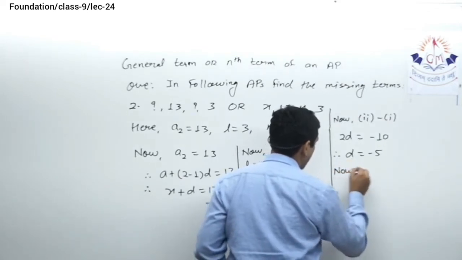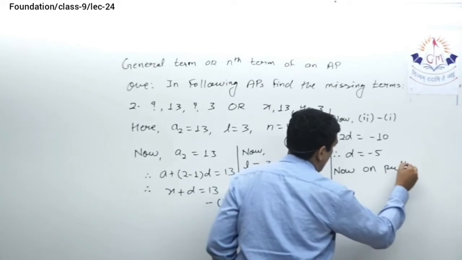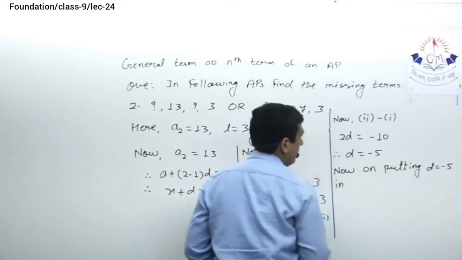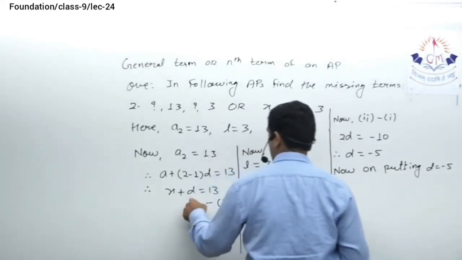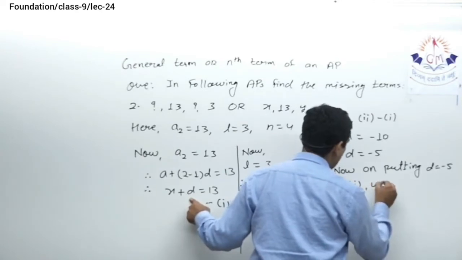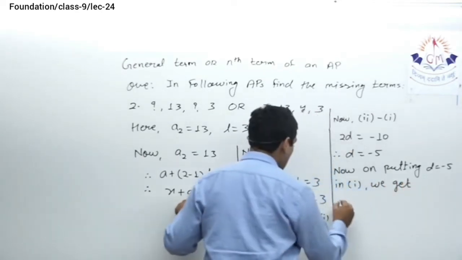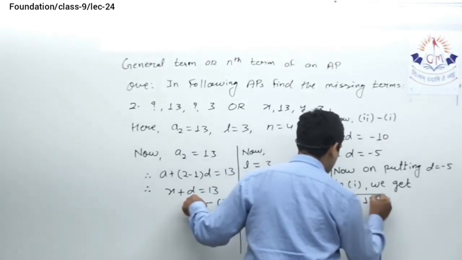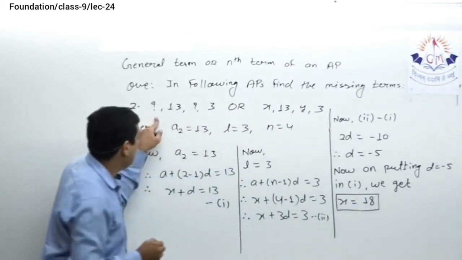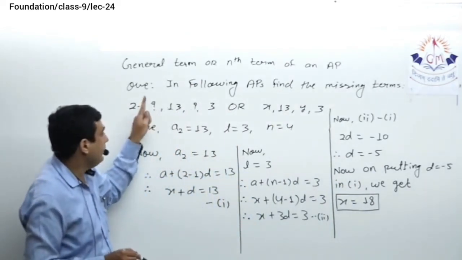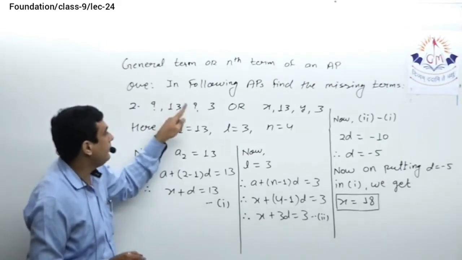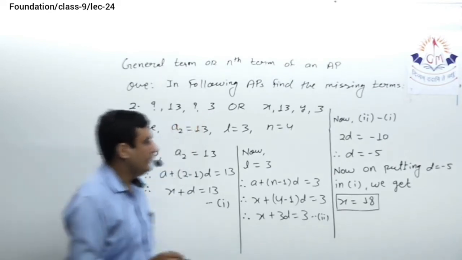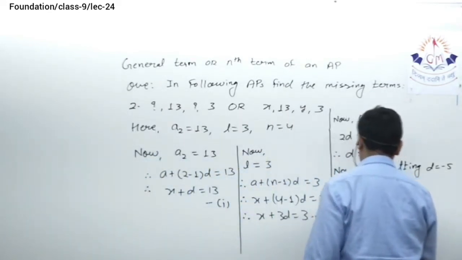Now on putting d equal to minus 5 in the first equation, we get x is equal to 18. So here we got our first value, that is x equal to 18. Now you can simply see 18 minus 5 gives you 13, so 13 minus 5 gives you 8. So here y should be 8, or we can find y if there isn't any difficulty.